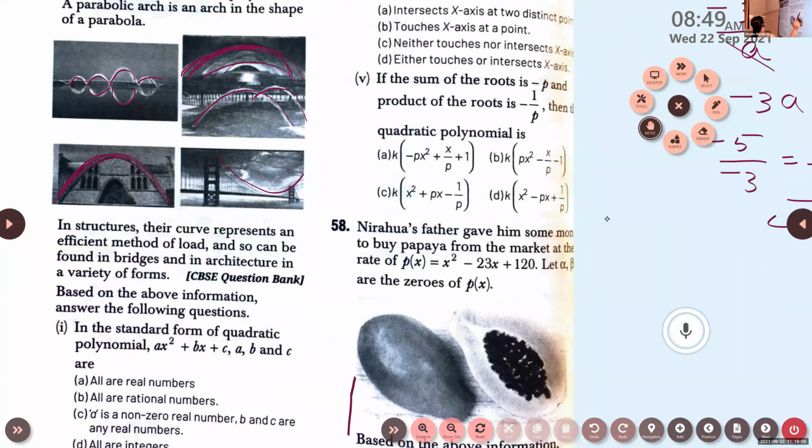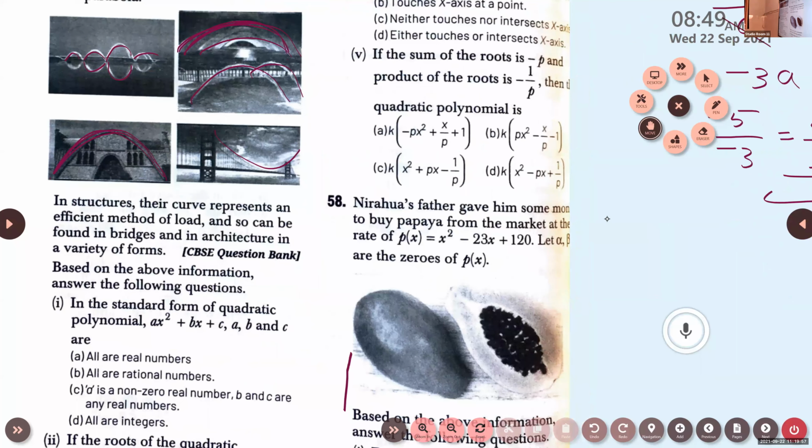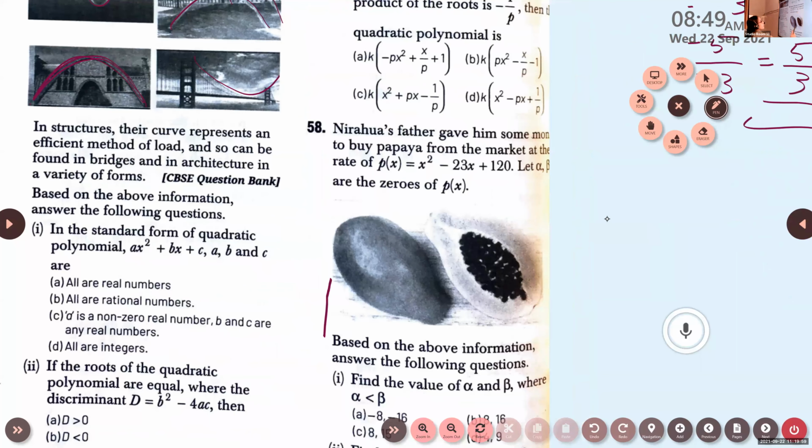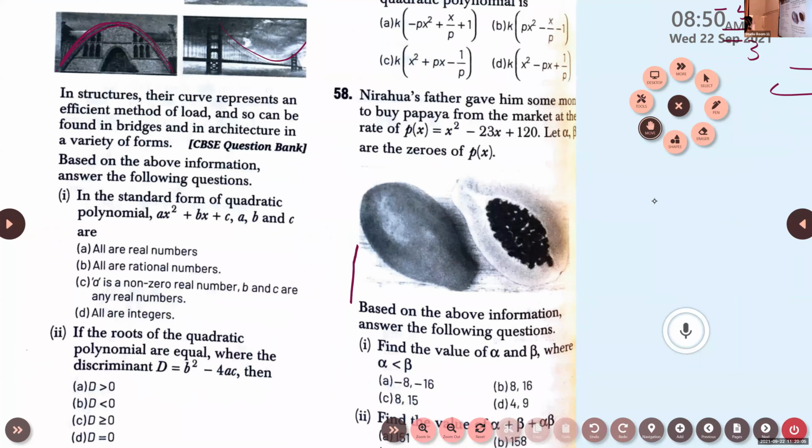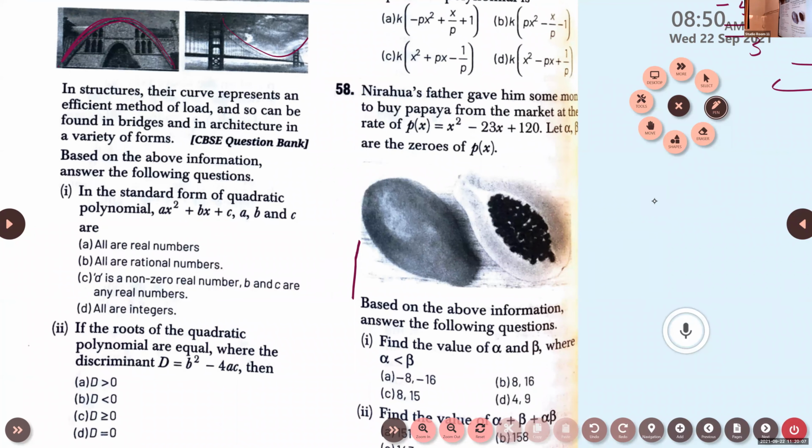In the standard form of a quadratic polynomial, ax square plus bx plus c, a, b, c are all real numbers. a is a non-zero real number, b and c are any real numbers. Which option is correct?